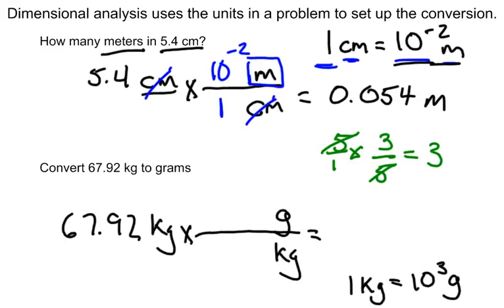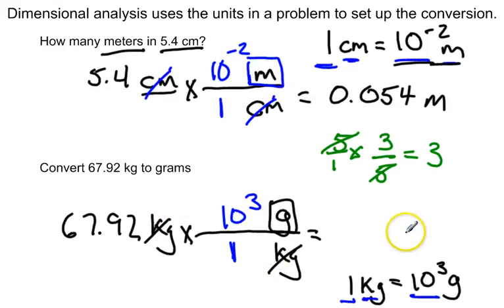Now you plug that in. Okay, so again, you use the numbers with the appropriate unit. Kilogram is on the bottom, so we're going to put 1 kilogram, 10 to the 3rd grams. There you go. Everything's there. Now we can do some canceling. Kilograms cancel. Grams is the only unit that's left. And so you plug it into the calculator and you get 67,920 grams. There it is.